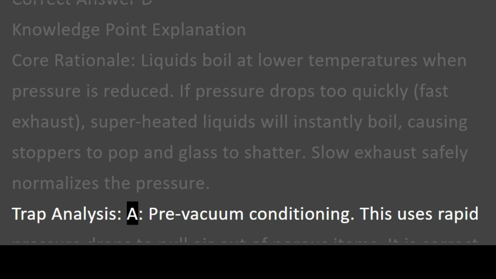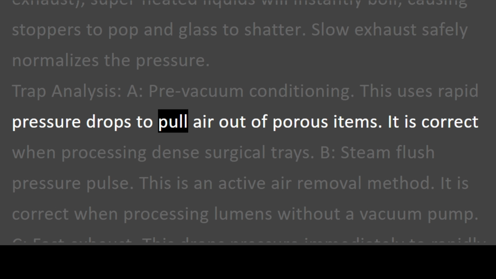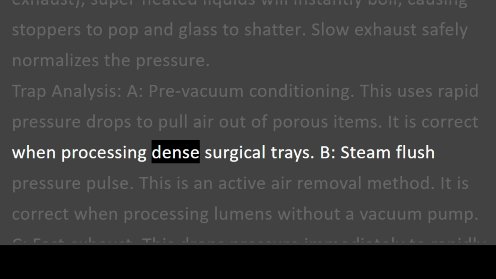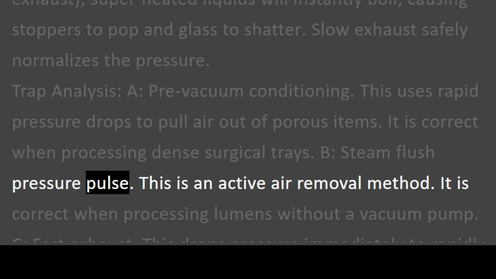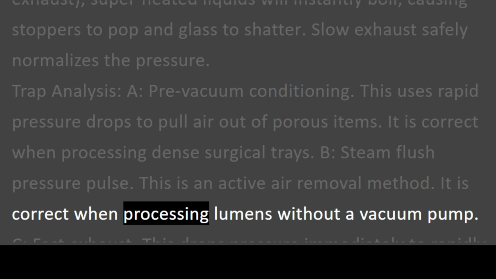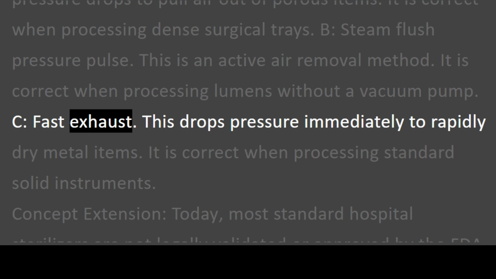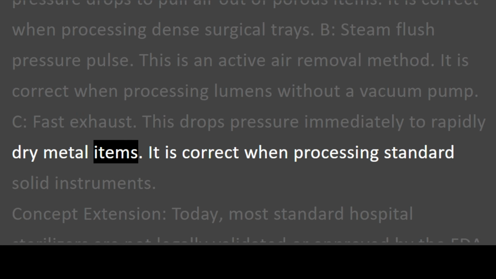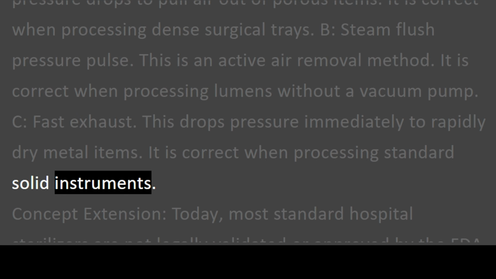Trap analysis. A. Pre-vacuum conditioning. This uses rapid pressure drops to pull air out of porous items. It is correct when processing dense surgical trays. B. Steam flush pressure pulse. This is an active air removal method. It is correct when processing lumens without a vacuum pump. C. Fast exhaust. This drops pressure immediately to rapidly dry metal items. It is correct when processing standard solid instruments.